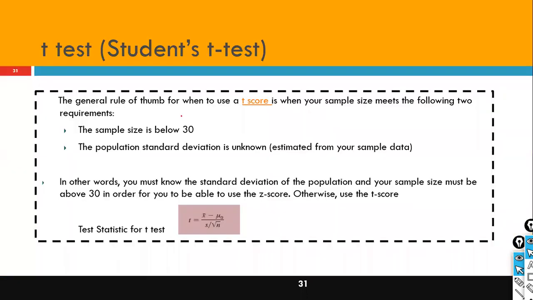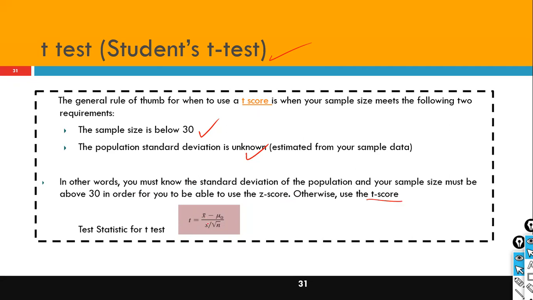But there is some rule here. If the sample size is less than 30, and you don't know the population standard deviation, only then can you do the t-test. In other words, you must know the standard deviation of the population and your sample size must be above 30 in order to use the z-score, otherwise use the t-score.